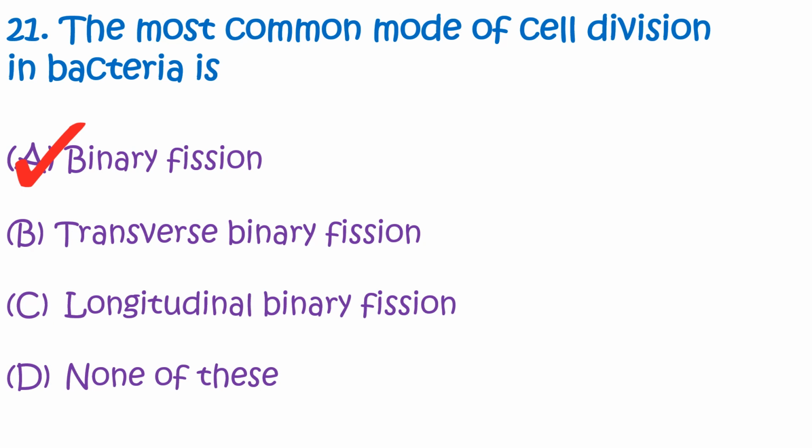The bacteria or any of the organisms normally divide by asexual reproduction, that is called binary fission, where it divides into two equal parts and both the parts carry the same copy of the genome. So there are types of binary fission. One is the transverse binary fission, second is the longitudinal binary fission. But the most common cell division which occurs in overall all the bacteria is the binary fission.